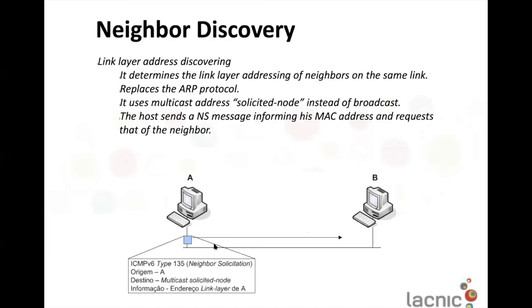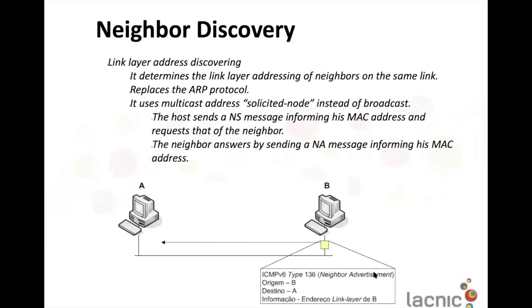The answer to a neighbor solicitation is a neighbor advertisement. I have source B here and it sends a packet to A. Source B, destination A. One more time, ICMP version 6. And the payload that goes over ICMP version 6 is my address. So this is like the answer, if we recall IPv4, of an ARP who-has question. Okay? Now it is neighbor solicitation, neighbor advertisement.